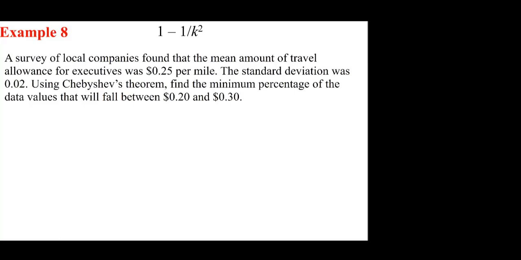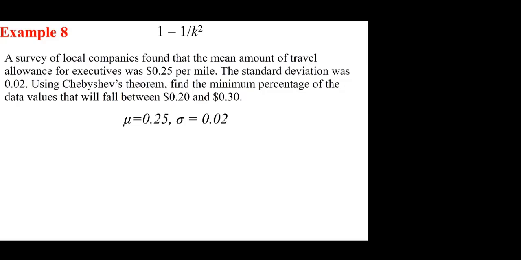So the standard deviation is given, 0.02, and the mean is given. So we need to know how far we are from the mean. And again, it is asking for Chebyshev's theorem. But if it wasn't, we should know it's using Chebyshev's theorem because it doesn't say anything about the distribution being normal. So with that being the case, you need to know how far you go to get to that number.